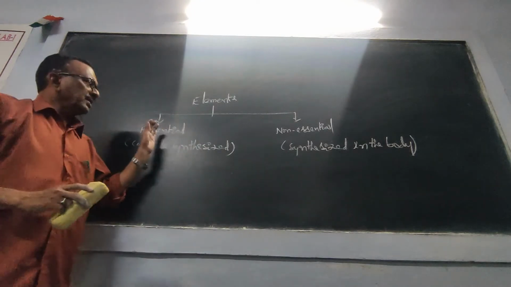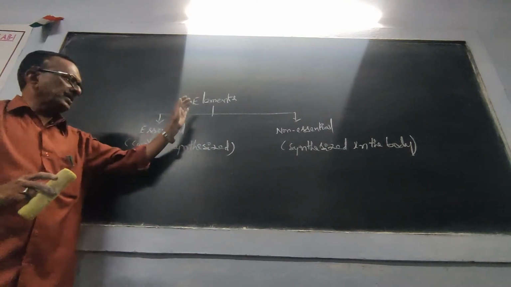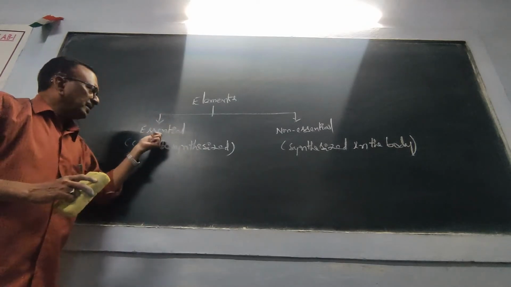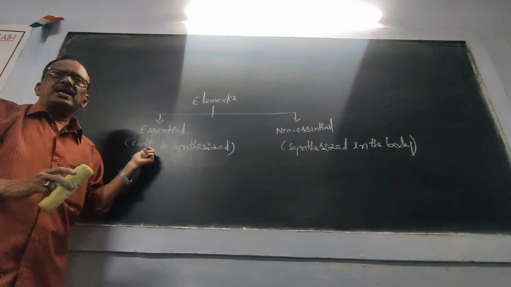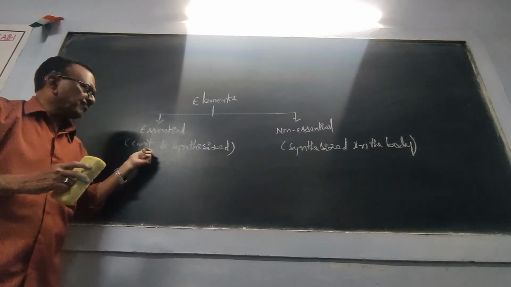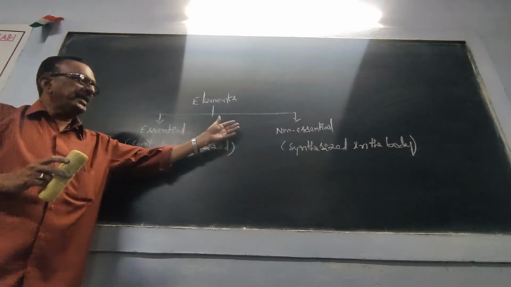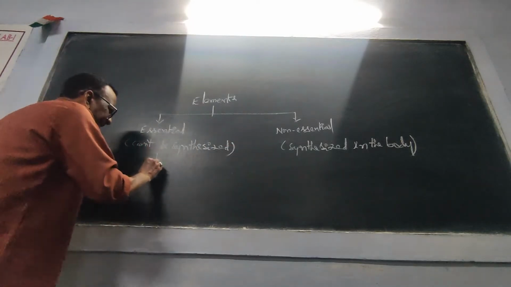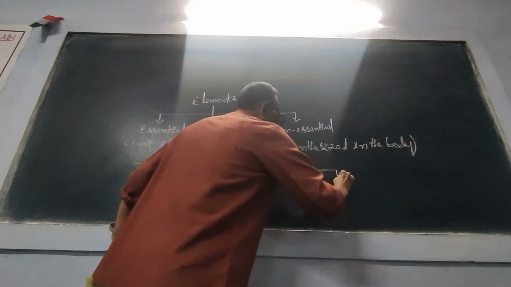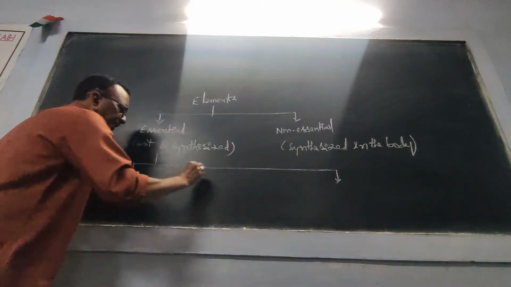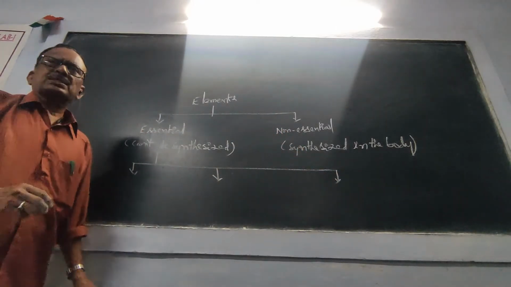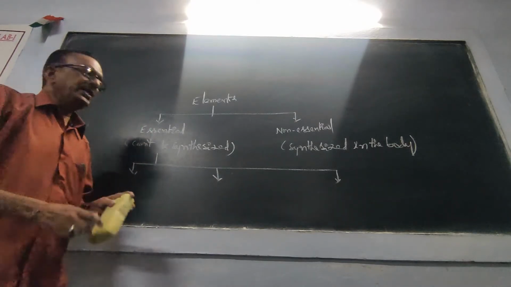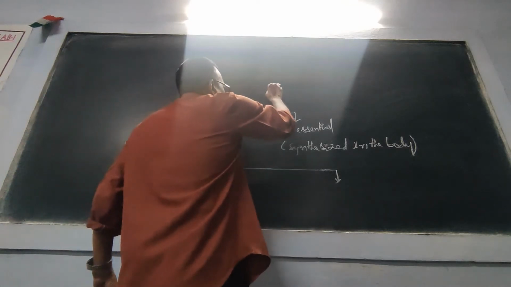So, here are the 30 elements, and they are classified into two categories: essential and non-essential elements. Essential elements cannot be synthesized either in plants or in animals. Non-essential elements can be prepared in the body. Now, these essential elements are once again classified into three categories. Based on what? Based on the amount of that particular element. So here we are using weight percent.